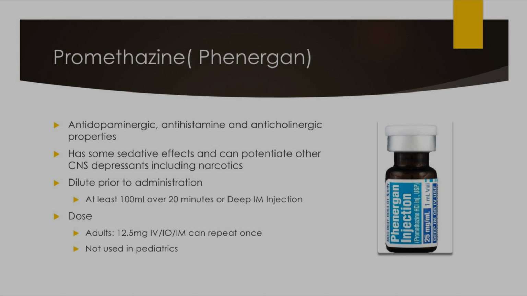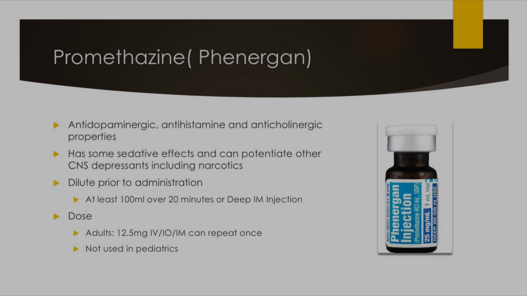It's often described as an H1 blocker, but it also blocks dopamine in the brain, especially in the chemoreceptor trigger zone. That dopamine blockade is why extrapyramidal symptoms can occur. Movement disorders like dystonia or involuntary muscle contractions. Promethazine is also sedating, and it can potentiate other CNS depressants, including narcotics. So if an opioid has already been given, be mindful that the combination increases sedation and respiratory depression risk.